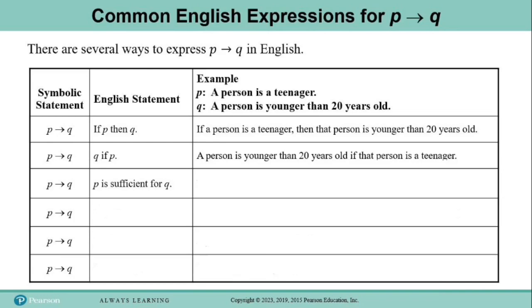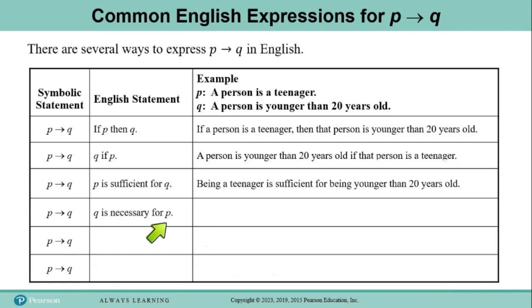It just means that if we know statement P is true, that is sufficient. That's all we need to know that statement Q is also true. So in our example here, we would have being a teenager is sufficient for being younger than 20 years old. Or in other words, we might say knowing that a person is a teenager is sufficient for knowing that the person is younger than 20 years old. But even though it's phrased this way, P is sufficient for Q, it still has the logical meaning, if P, then Q.